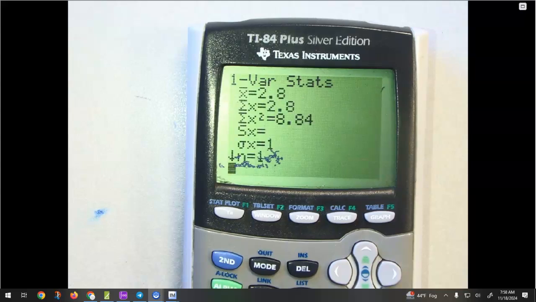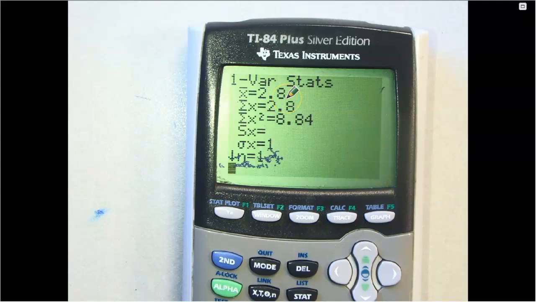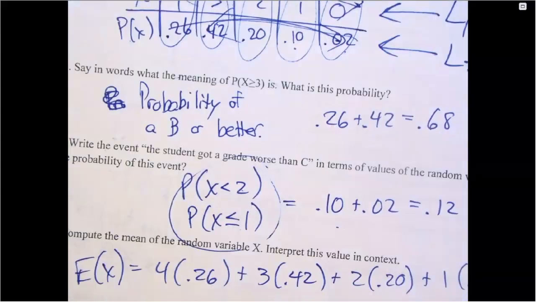So this is the mean that you put in. That's what we're looking for. I mean, it's not that bad, but. Okay, did everybody get 2.8?